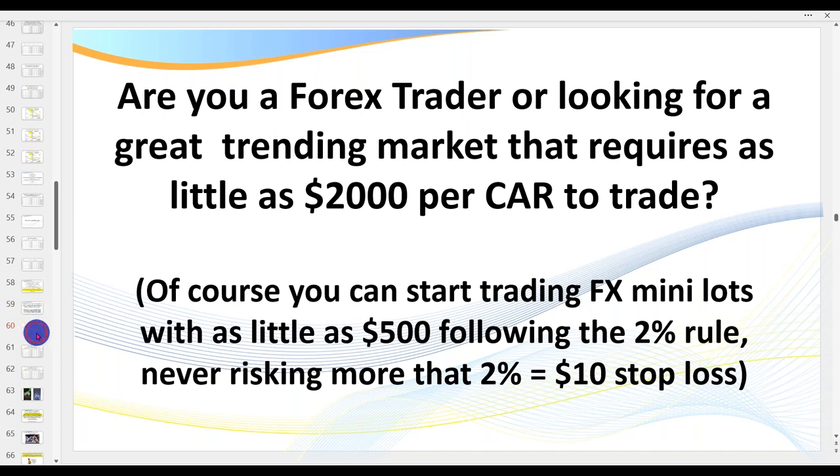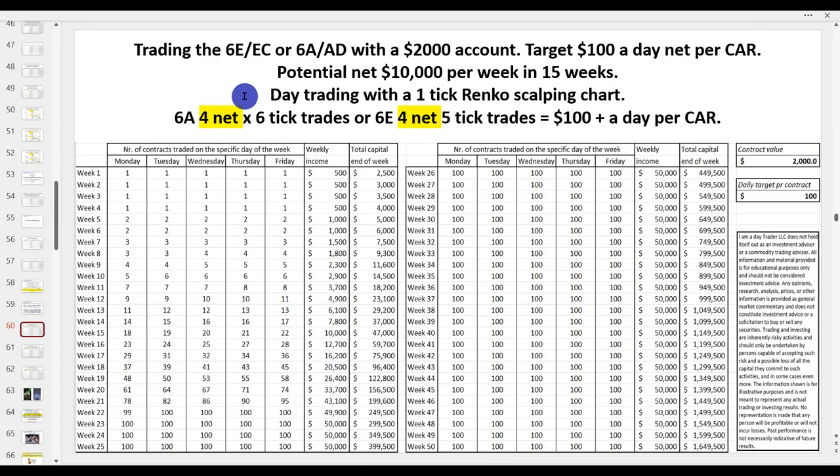So very quickly, if you trade either the 6E, which is the euro dollar, or the 6A with a $2,000 account, and you target $100 a day, okay, you've got the potential there, 10 grand a week in 15 weeks. Now, what that really comes down to is you've got to execute at least 4 net 6-tick trades a day, okay? And of course, you can do it a lot easier trading the wide swings, which I will show you, and I'll explain how to do that.